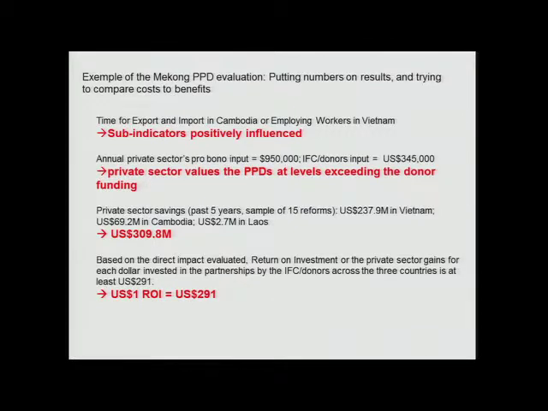This is an example of an impact evaluation that was done in the Mekong. You can see some numbers that came out of this evaluation. For instance, you could see that the input into the partnership by the private sector, of $950,000 per year, was larger than the input into the partnership in financial terms given by the donors. You can see that it created about 300 plus million of private sector savings. And if you compare the amount of dollars invested into these three partnerships and the amount of private sector savings that it resulted in, you have a return on investment of about 1 to 291. So a very effective partnership in that case.